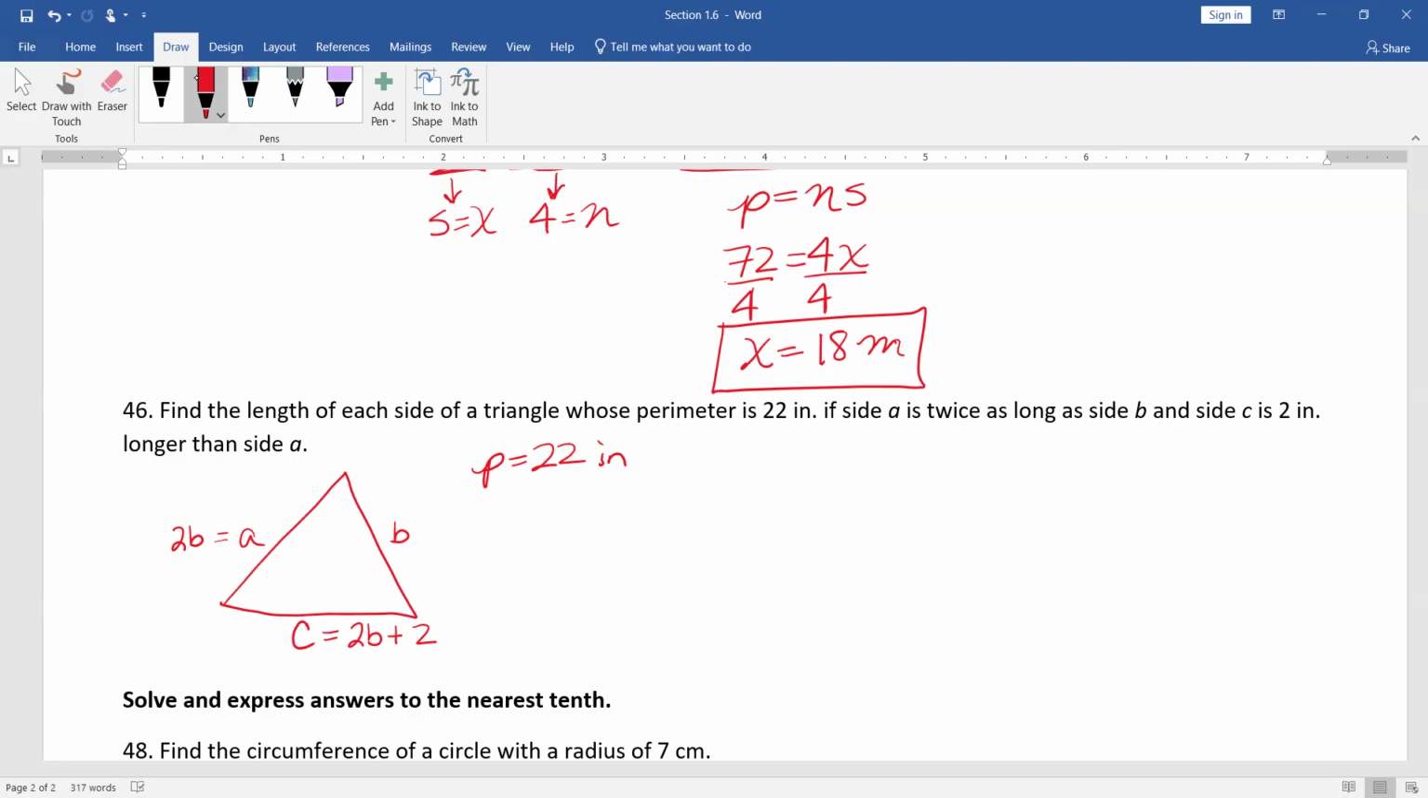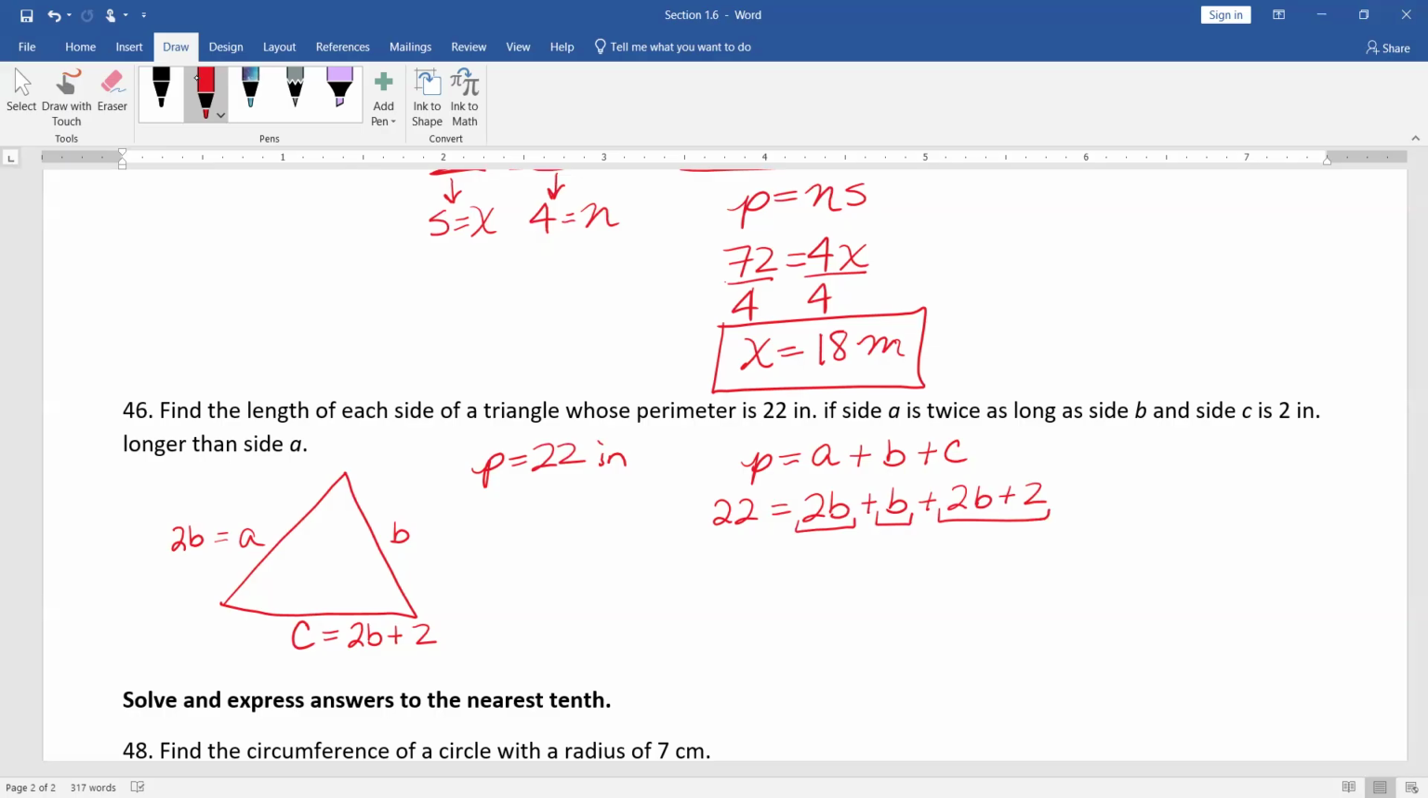Okay. We also know that the perimeter is equal to the length of side A plus the length of side B plus the length of side C. So we can plug these in. I know my perimeter is 22. I know that A is 2B. B is whatever B is, so 1B. And then C is 2B plus 2. There's A, there's B, and there's C. Hopefully we're all clear on what's going on.